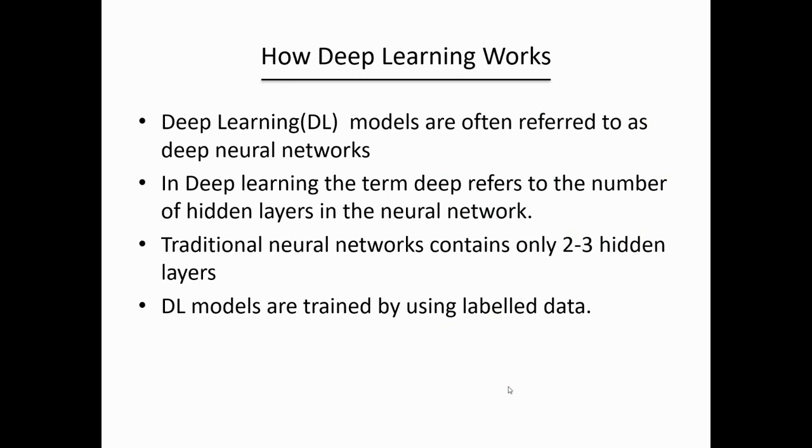How deep learning works: the traditional neural network consists of only two or three hidden layers, and based on that it does the process. And then the DL model will be trained on the labeled dataset. Not only a labeled dataset, we can give any label, and it will be processed based on that also.